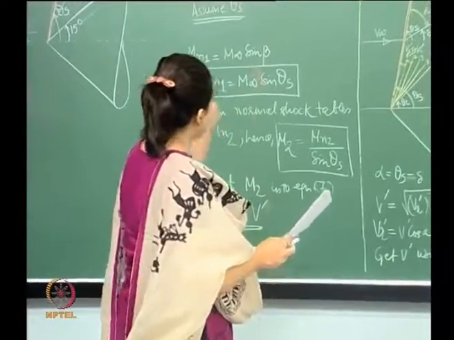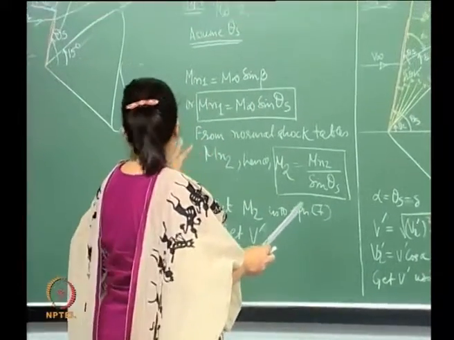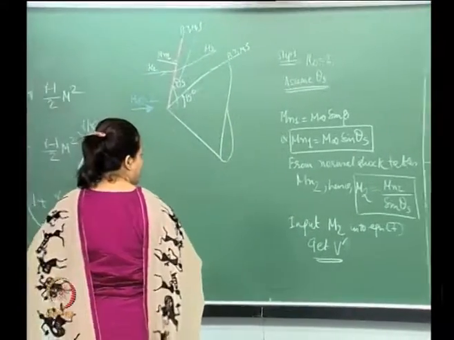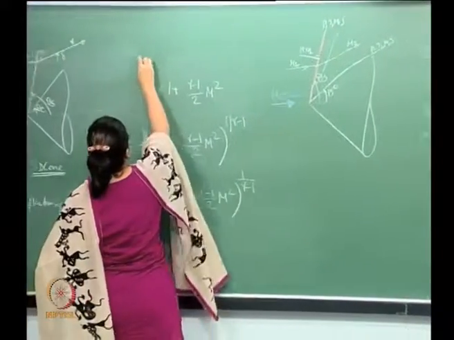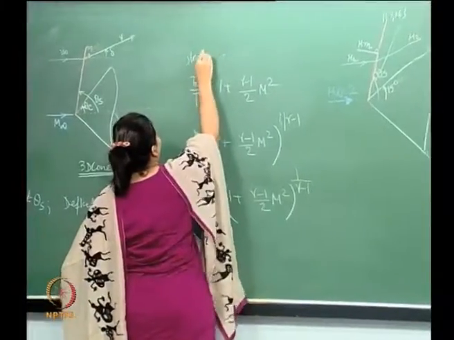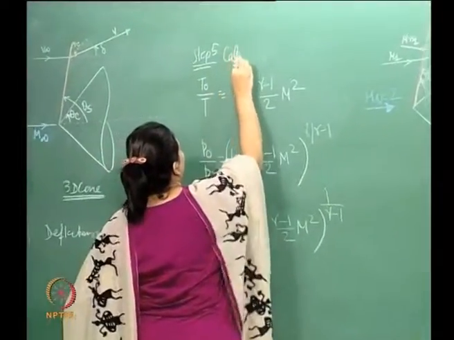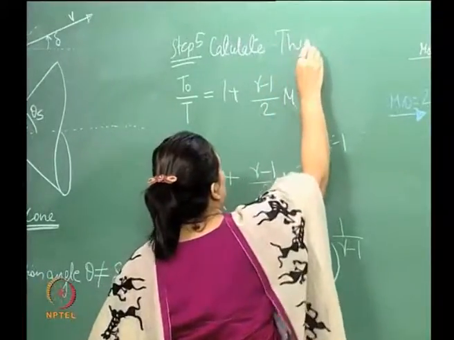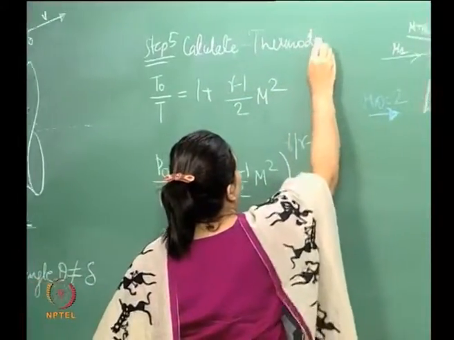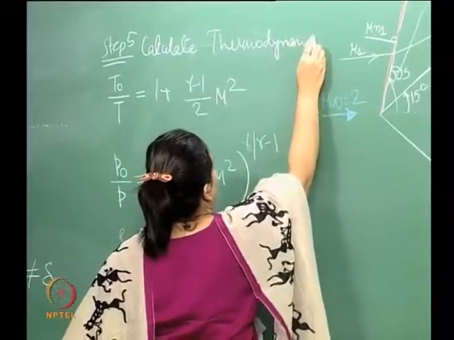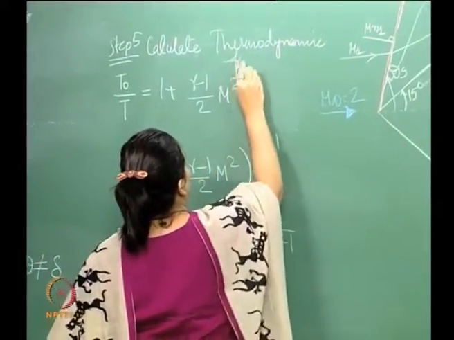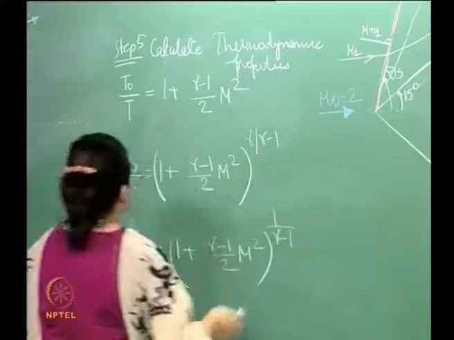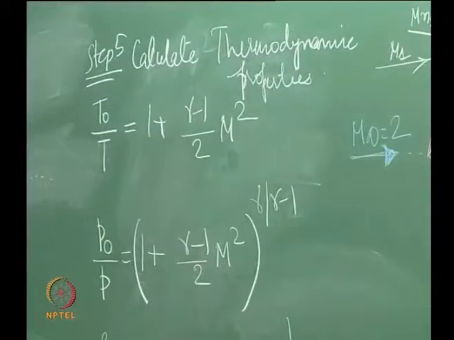So these are the steps. Step 4, and I guess we can write this as step 5, is calculate the thermodynamic properties. That is it. These are basically 5 steps and we are done.